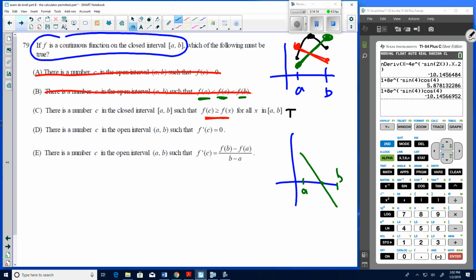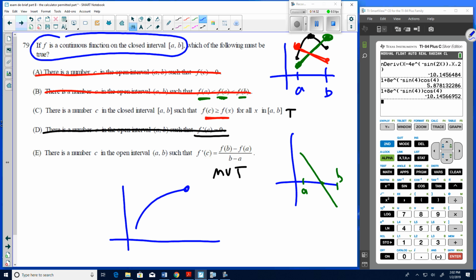F prime has to be 0. No, that's wrong. Look at the red one or the green one. There is no spot. There's a number c in the interval such that this is the mean value theorem. And it would be true if the function were differentiable. For all differentiable functions, if you look at the slope of the secant line, there is a point c in here somewhere where the slope of the tangent line is the same. That's what this says, slope of tangent line, slope of secant line, mean value theorem. But that's only if the function is differentiable.